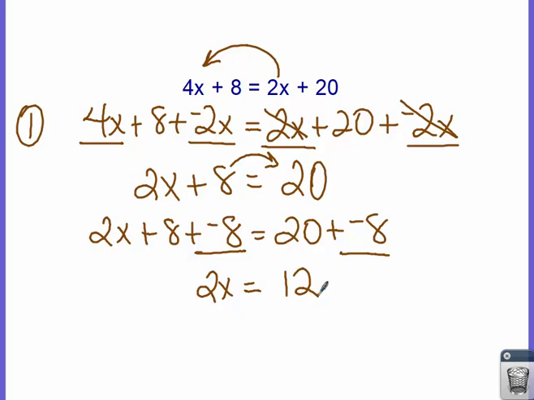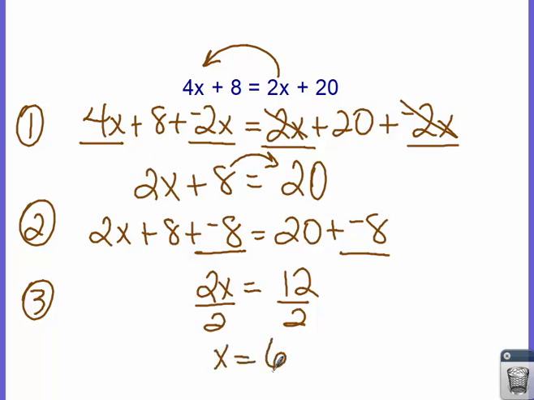So that's our step number 2, right, is to get the numbers on the other side. So our letters are on the left, our numbers are on the right. Now we're ready for step number 3, which is solve. Okay, how do I get rid of a multiply by 2? We do a divide by 2. And if you do that to one side, you have to do it to the other, and I end up with x is equal to 6.